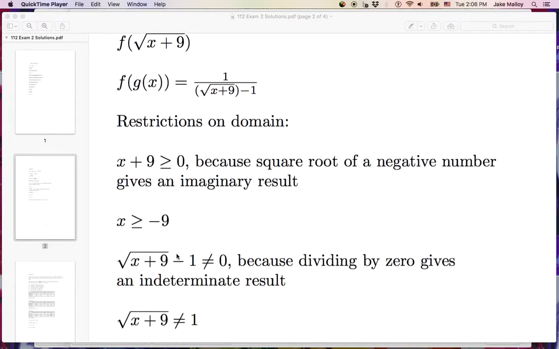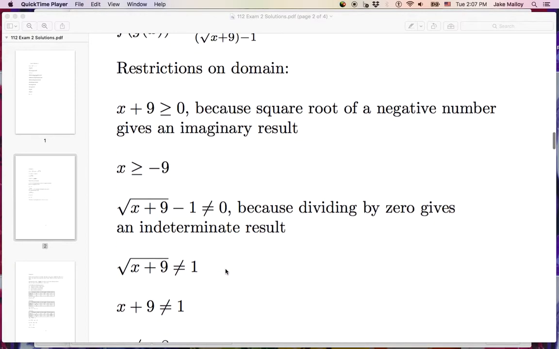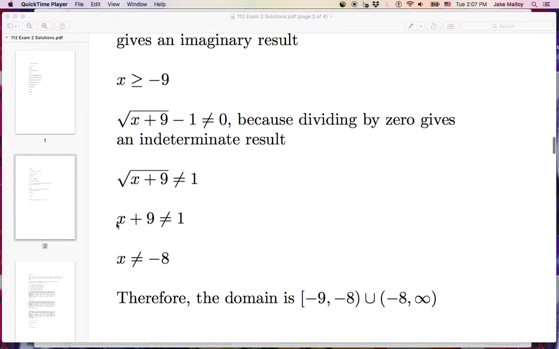And we have one more restriction. Note that we have a rational function here where we have a denominator, and we never want to divide by 0 because dividing by 0 gives us an indeterminate result. I've written that here. So we wouldn't have a viable solution if our denominator here is 0. So we have to restrict that and say the square root of x plus 9 minus 1 cannot equal 0. Well, then we can add 1 to both sides, square both sides, and then subtract 9, and we see that x can't equal negative 8.